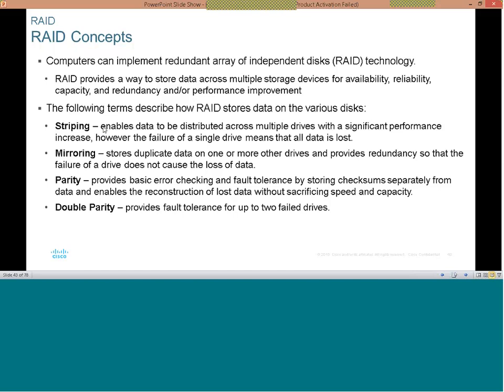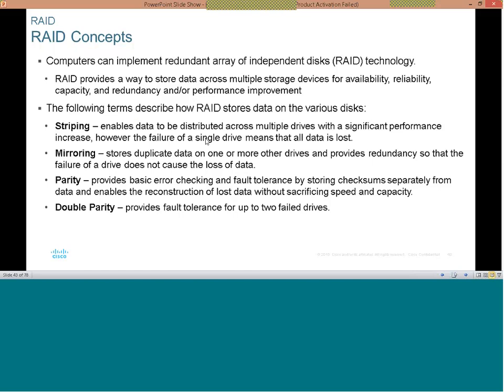And so we have a lot of terms to describe the RAID technology, which are striping, mirroring, parity, and double parity. So striping enables data to be distributed across multiple drives with a significant performance increase. However, the failure of a single drive means that all data is lost. Okay, so you can see here that when the RAID performs striping, data is distributed across multiple drives with significant performance increase. However, the failure of a single drive means that everything fails because it's distributed across those drives. So you can see that if one fails, the others have failed.